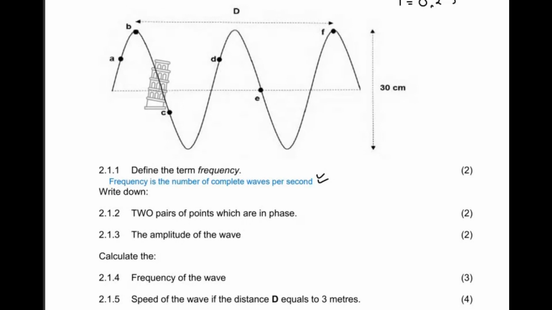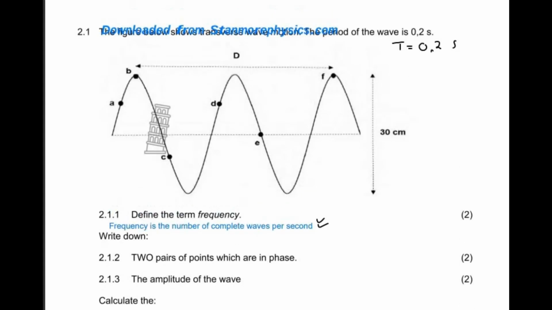It sounds bad when I say it, that you need to memorize, but when we are learning, typically most people start there in terms of memorizing, then you try to understand and you apply, then you go all the way up to the higher levels of cognitive understanding. But now the question continues to say 2.1.2, you need to write down two pairs of points which are in phase.